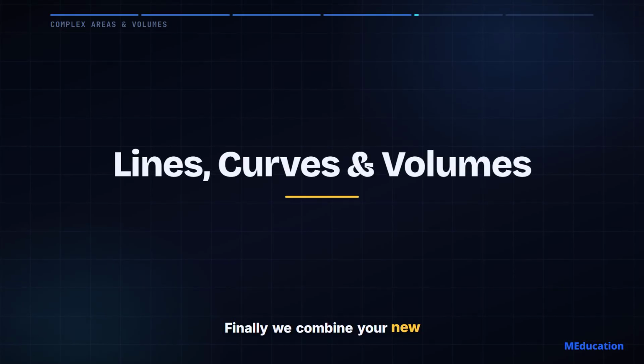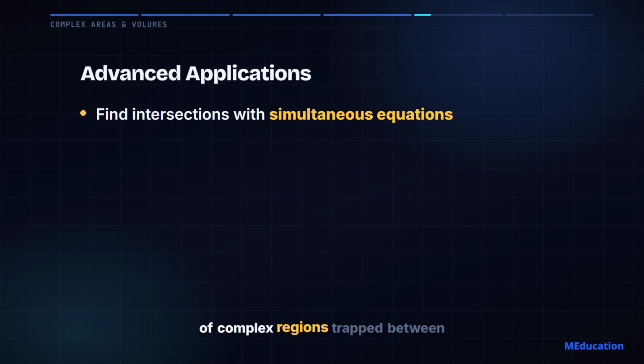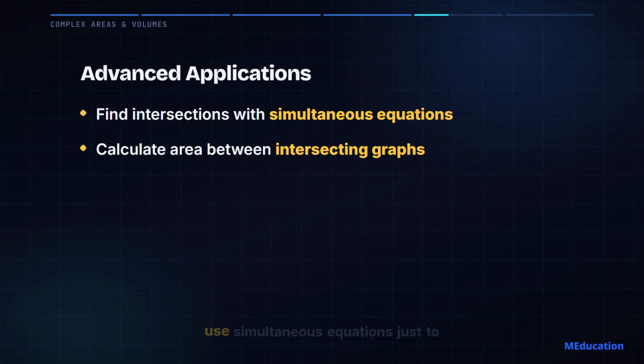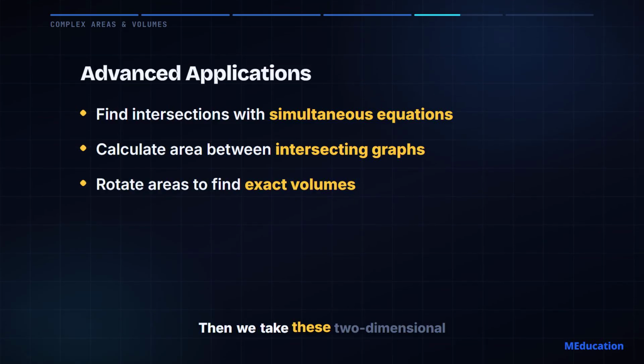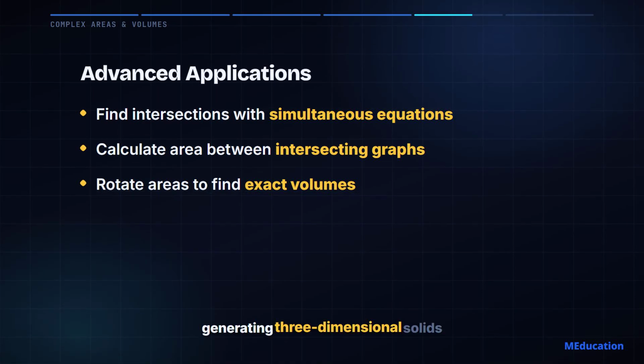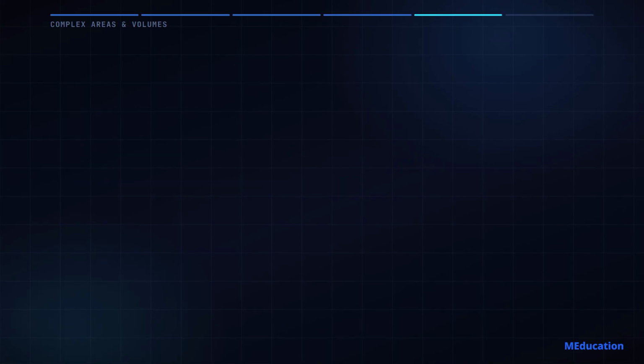Finally, we combine your new calculus skills with coordinate geometry. You will calculate the area of complex regions trapped between a curve and a straight line, or even between multiple intersecting curves. This often requires you to use simultaneous equations just to find your starting boundaries. Then, we take these two-dimensional areas and rotate them full circle around an axis, generating three-dimensional solids. You will use a specialized formula involving pi to find the exact volume of revolution for these shapes, reliably securing the final, most demanding marks of your exam paper.